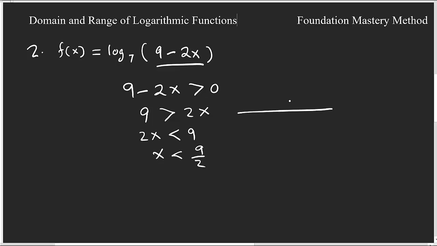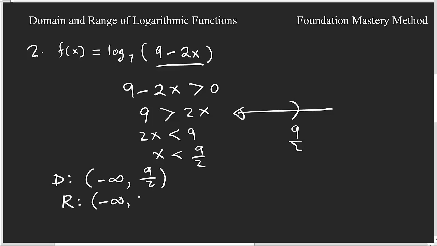So then when you put 9 over 2 somewhere here, it goes all the way to the left side. So then the domain will be negative infinity to 9 over 2, and the range will be negative infinity to positive infinity. We have a vertical asymptote for this function at 9 over 2.